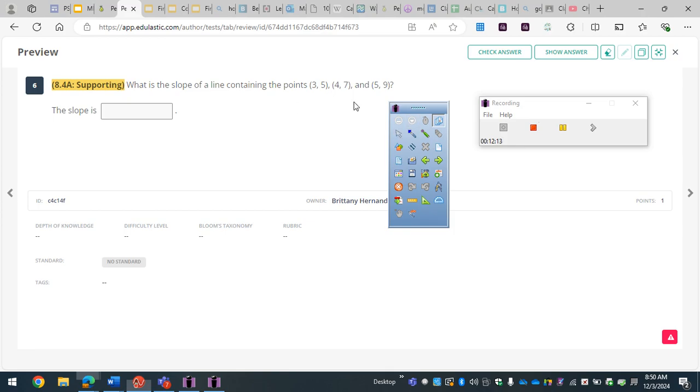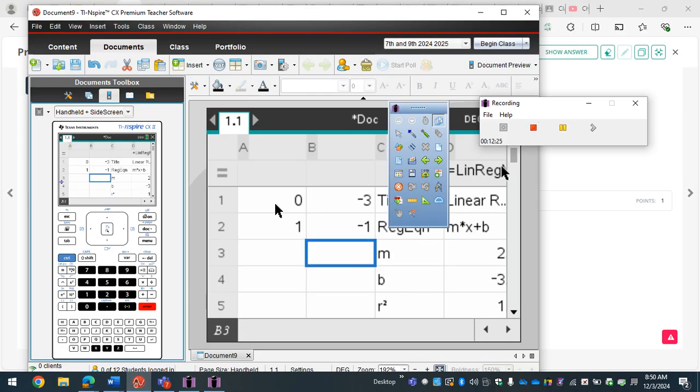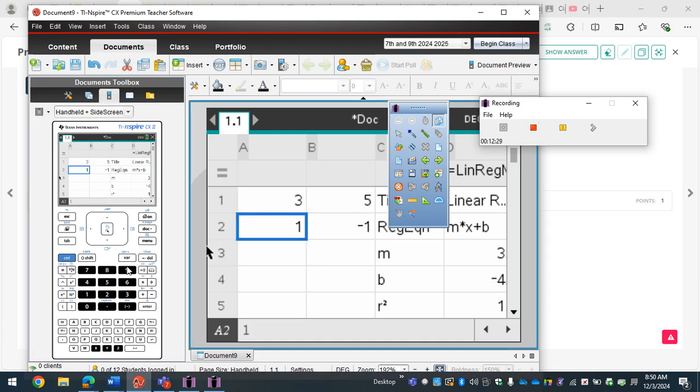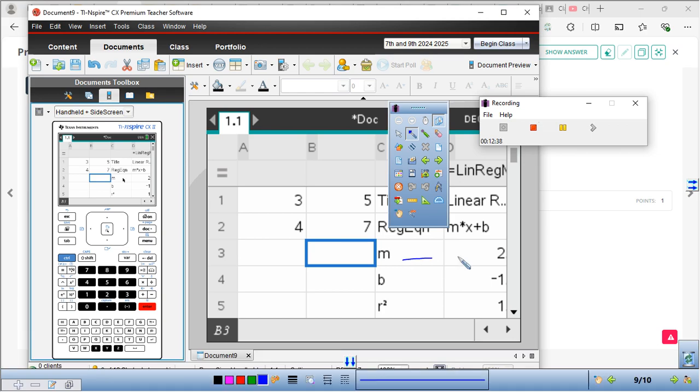Okay, so basically if we go through these two, it should go through all three. So I'm going to change to these two. The slope, I think it's 3, 5, 4, 7. It's asking for the slope, so we'll have the slope here of 2.